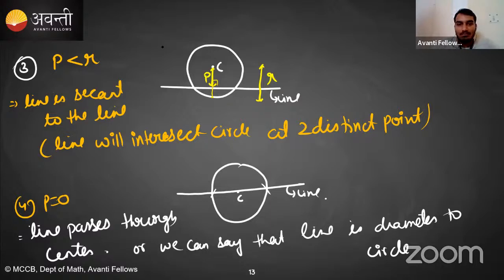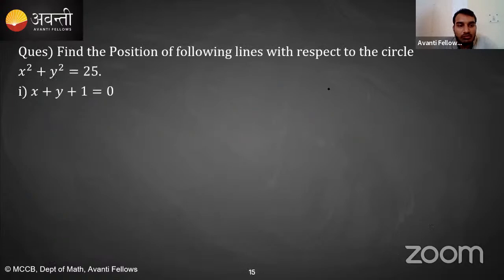Is that clear, everyone? Quickly tell me in the chat box, is that clear or not? Is there any doubt? Okay, so if I give you any circle and any line, on the basis of these four conditions you will be able to easily tell whether the line is a secant, tangent, diameter, or passing outside. Okay, so let's do some questions on it.